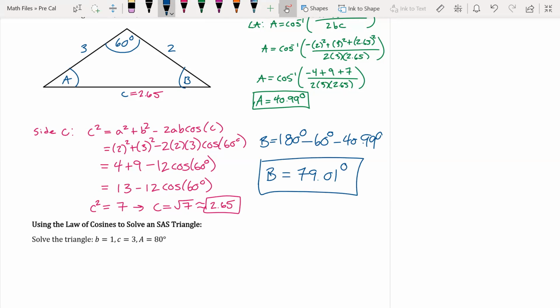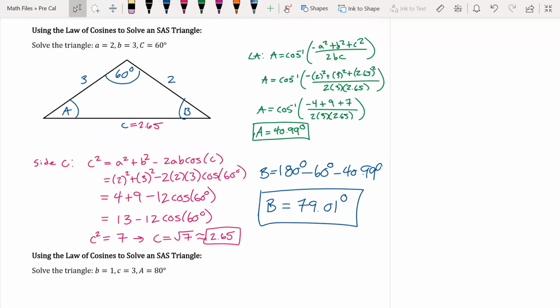Okay. So there you go. That is how you use the law of cosines. So just know the formula and you'll be okay. So any questions on that? No. All right. Let's keep going.